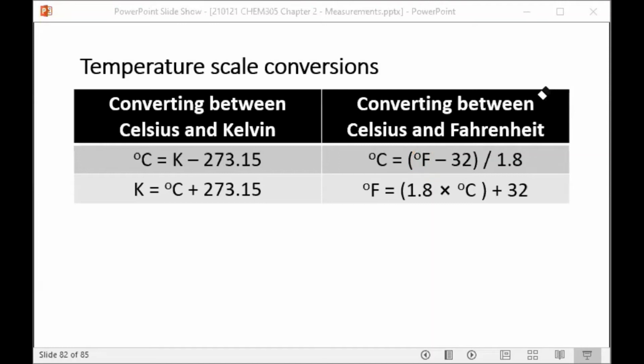And to calculate Fahrenheit temperature, you could take this top equation, just rearrange it to solve for degrees Fahrenheit, which is what I did down here. So if you're starting with degrees Celsius and you want to convert it to Fahrenheit, you take your Celsius temperature and you multiply it by 1.8, and then you add 32, and that will give you your Fahrenheit temperature.